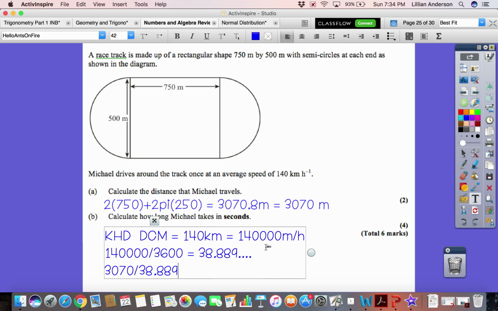Now, if you wanted to use exact numbers, like I said, this was 0.8 and some change. To get your answer, that would have been fine. But you should have gotten 78.9 seconds. That's how long it took him to go around the track. Now, if you did use the rounded answer, you would have gotten about 79.0, and either one of them would have been acceptable in the mark scheme.